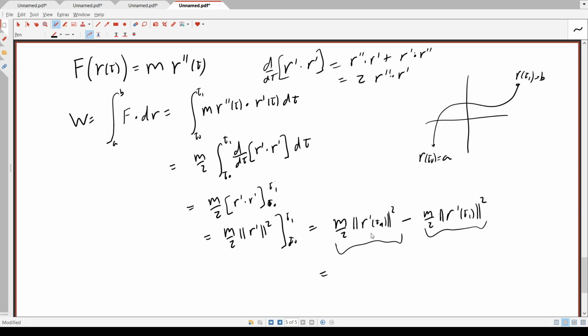Let me write it this way. R prime, norm of r prime squared. Well, norm of r prime, that's just the velocity. So this is going to be m over 2 v squared at 1 minus 1/2 m v squared at 0. This is just the change in kinetic energy, Kb minus Ka. So the work done is just going to be the change in kinetic energy.